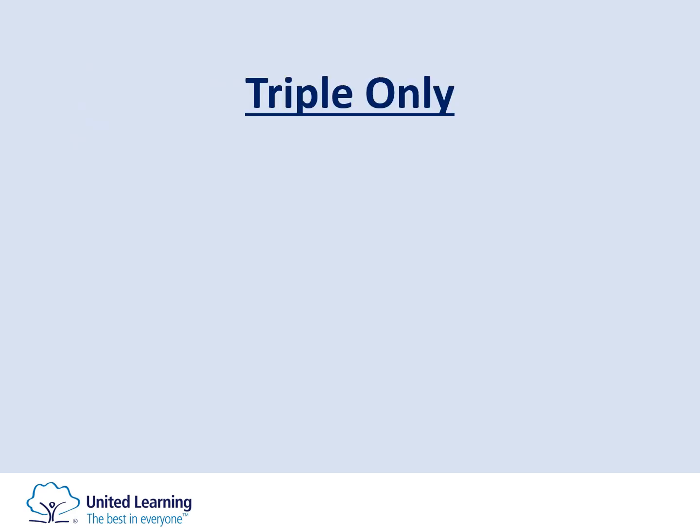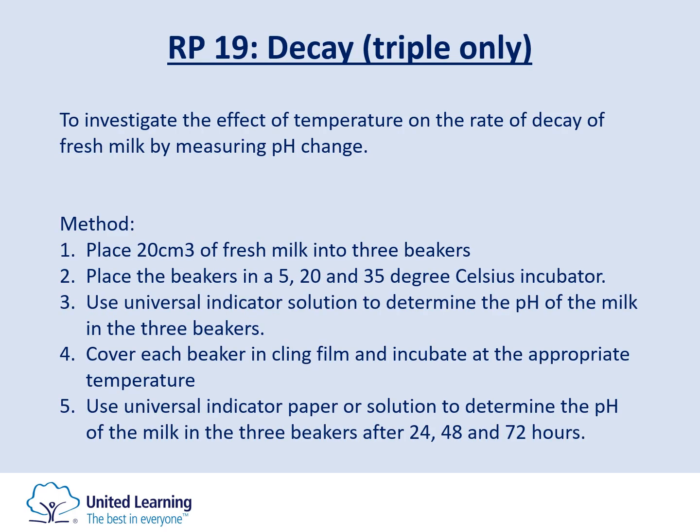Okay, if you are a triple only student, then hopefully you're still hanging around. We are going to look through the last required practical, which is decay. So in the decay practical, we investigate the effect of temperature on the rate of decay of fresh milk by measuring the pH change. Now, I'm going to give you the opportunity to pause the video here and read through this method. Make sure you have your head wrapped around what this would look like, and then we're going to interpret the results as per how we would see them in an exam.